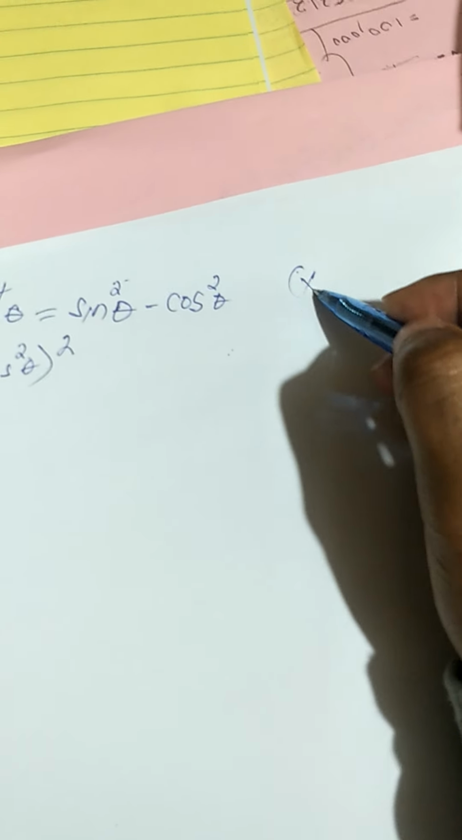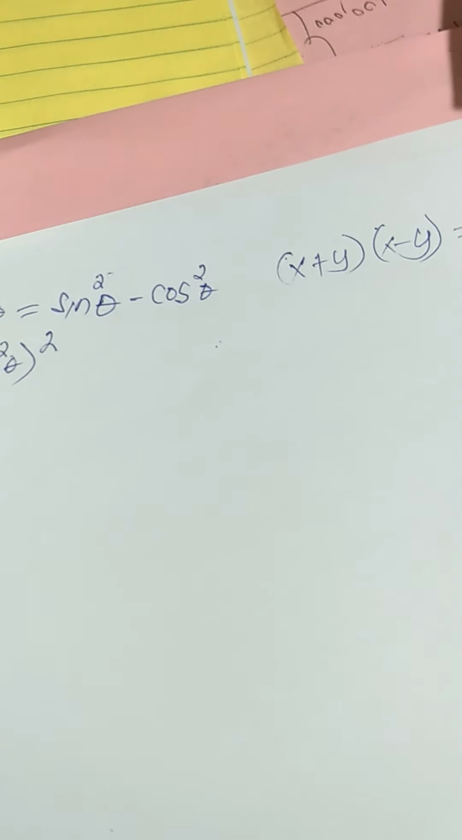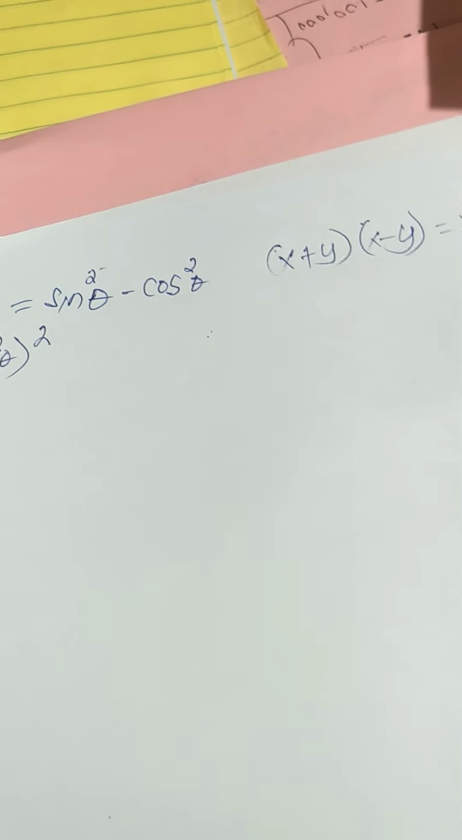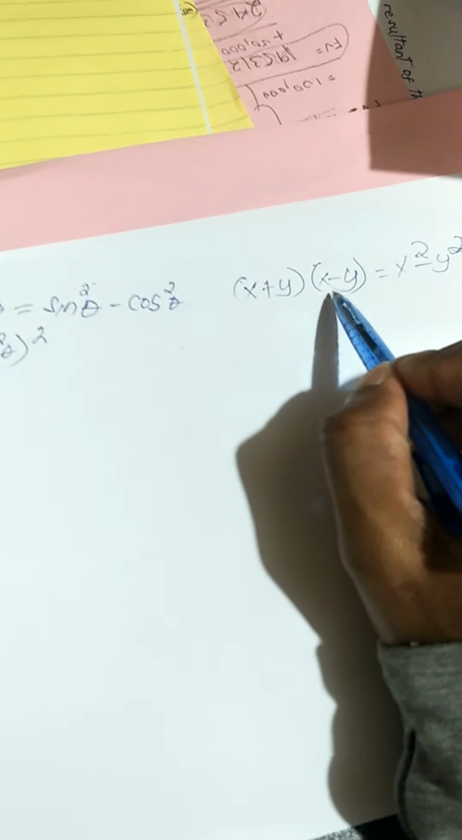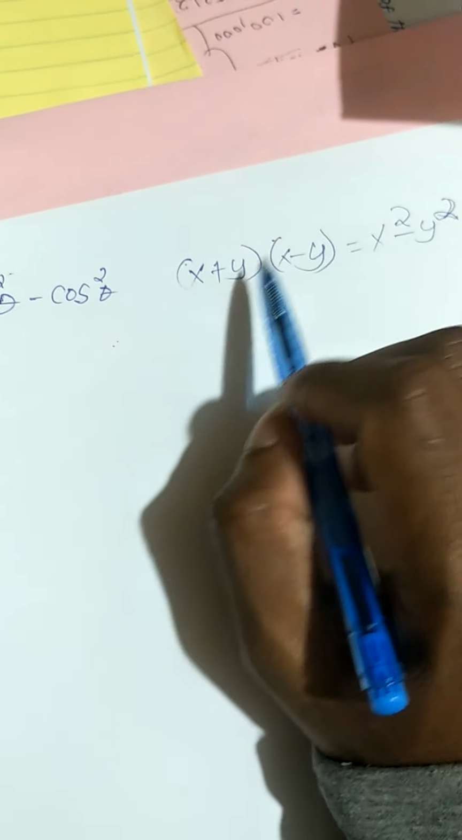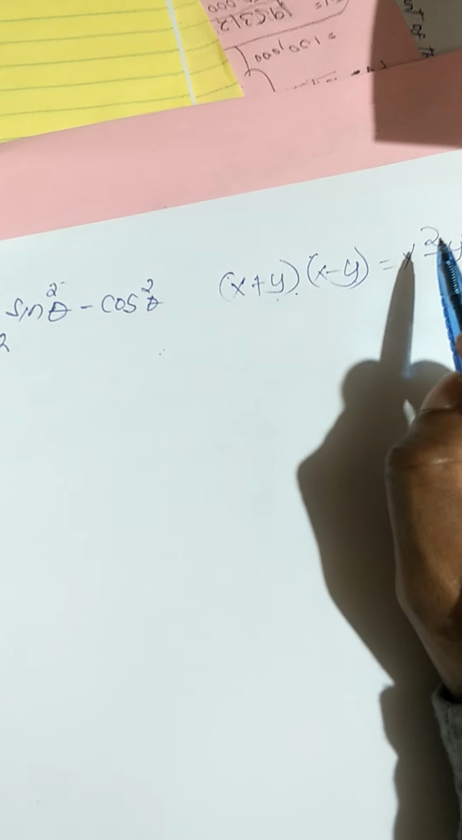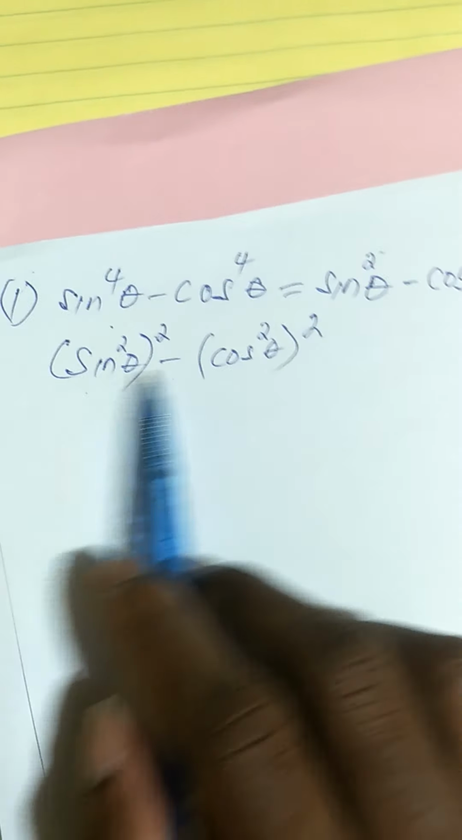If I apply x plus y, x minus y, which is equal to x squared minus y squared. Okay guys, this is what I mean about the special product, or in other words, the product of the sum and the difference. The multiplication is equal to the two terms. This is the two terms I'm referring to.